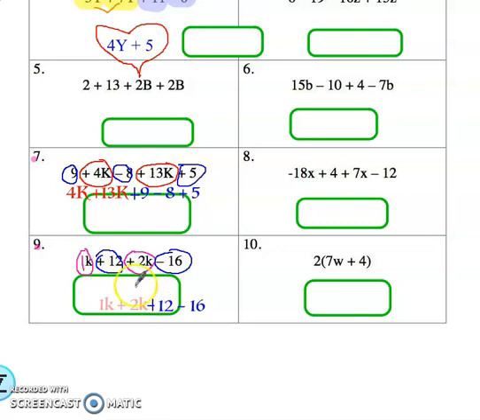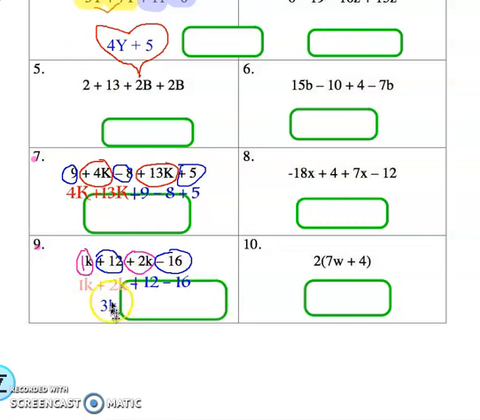When I type it into my calculator, it's 1 plus 2, 3 with the K. And when I type this one in, I don't need that addition sign because my calculator already knows that 12 is positive. So it's 12 minus 16. 12 minus 16, there's no more minuses than there are positives. So my answer is going to be negative. So put a minus there.